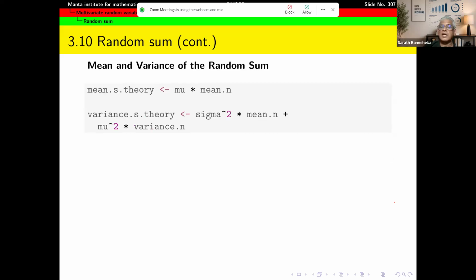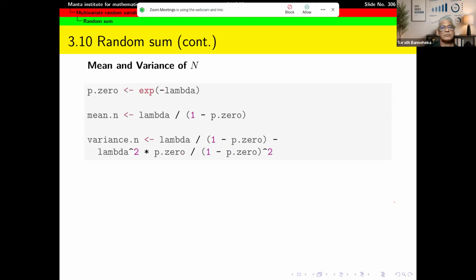And then I calculate... no, I'm sorry, I made a mistake. Actually, what you have is not the mean and variance of S. These are the mean and variance of N, right? So yeah, we had already obtained the mean and variance of N earlier.